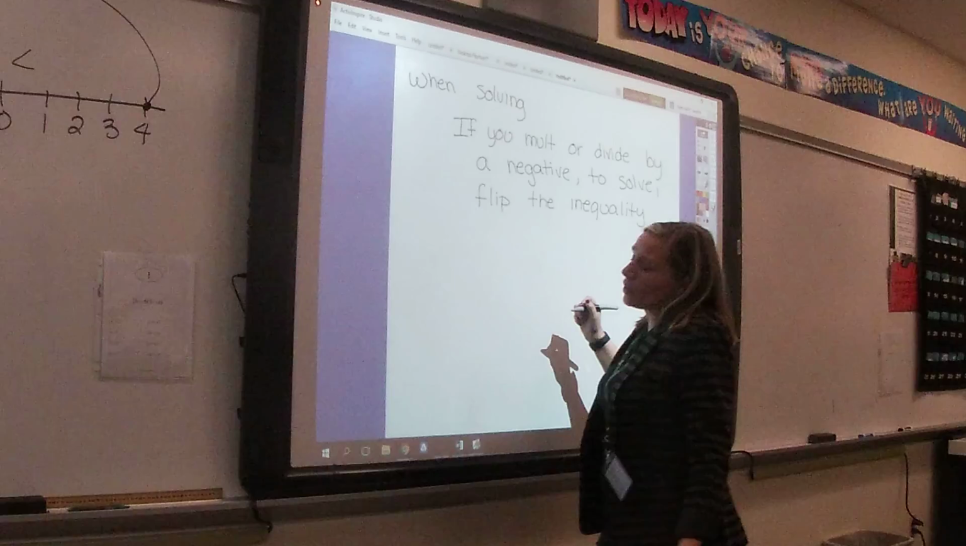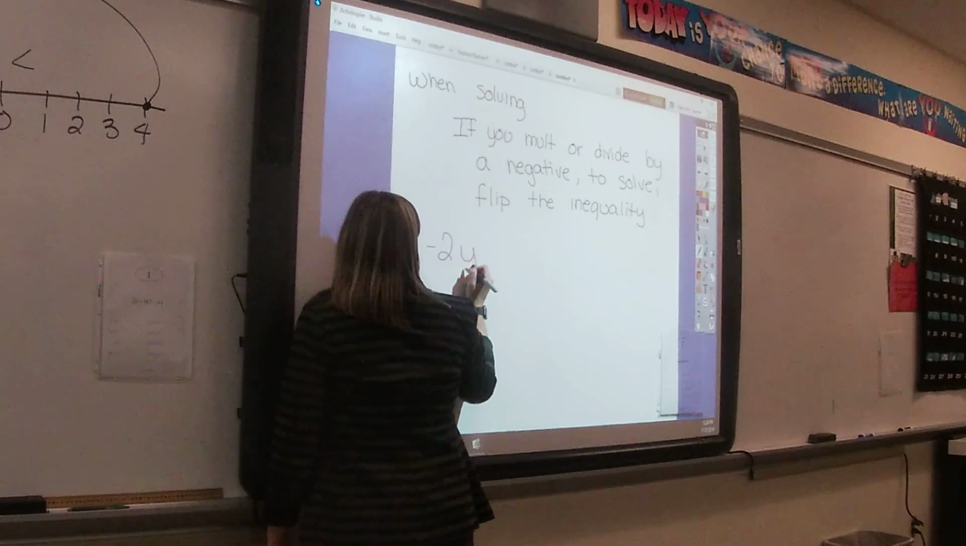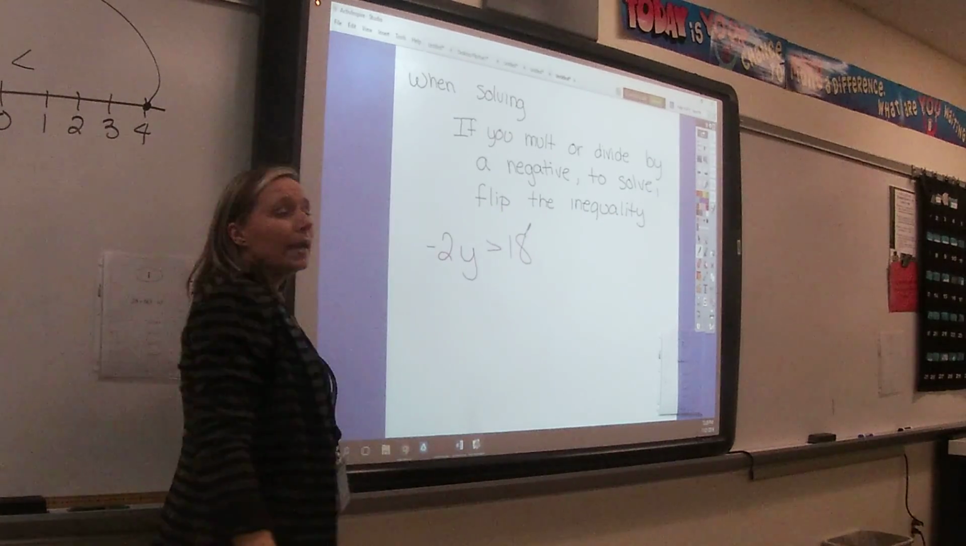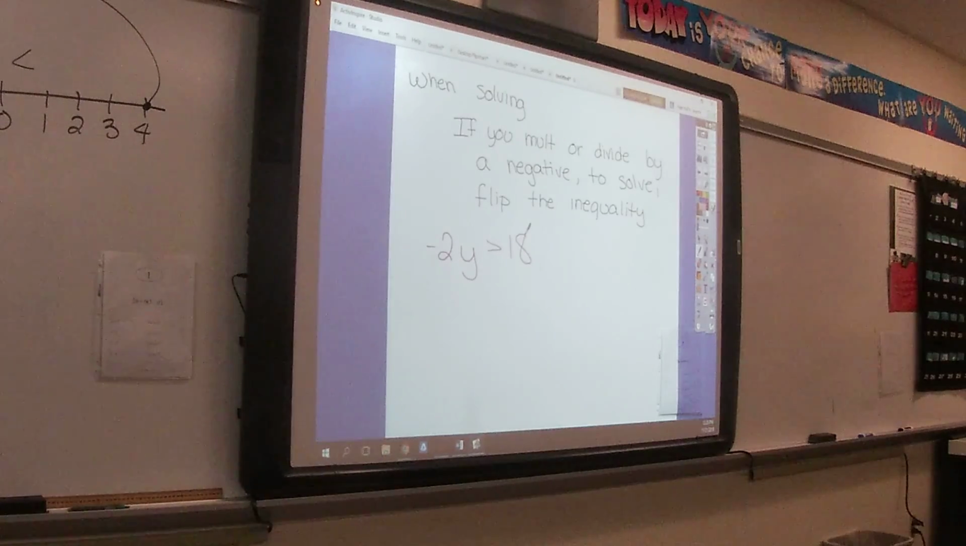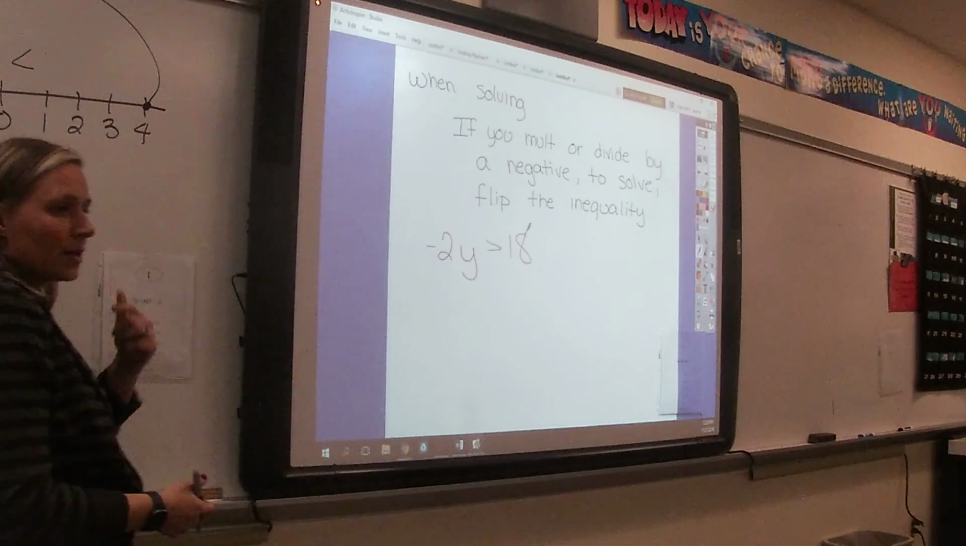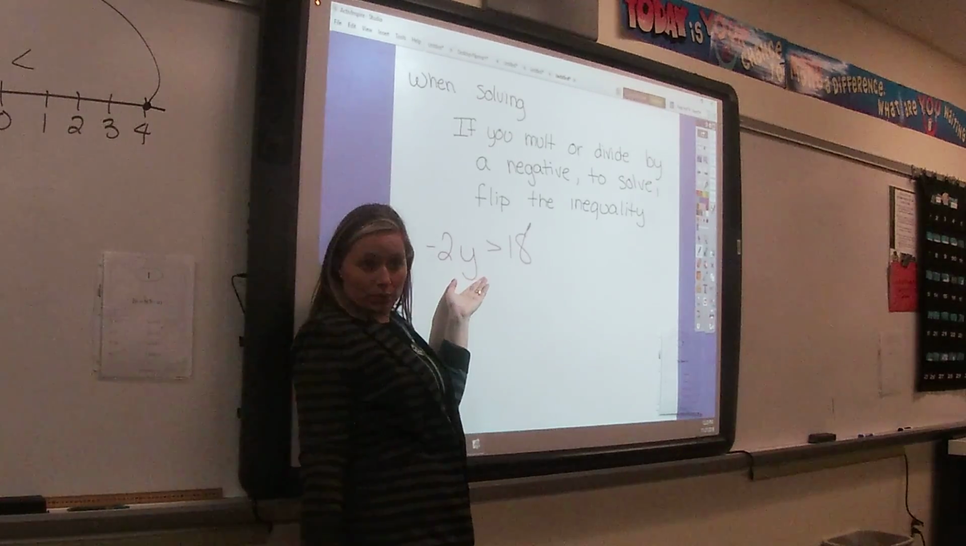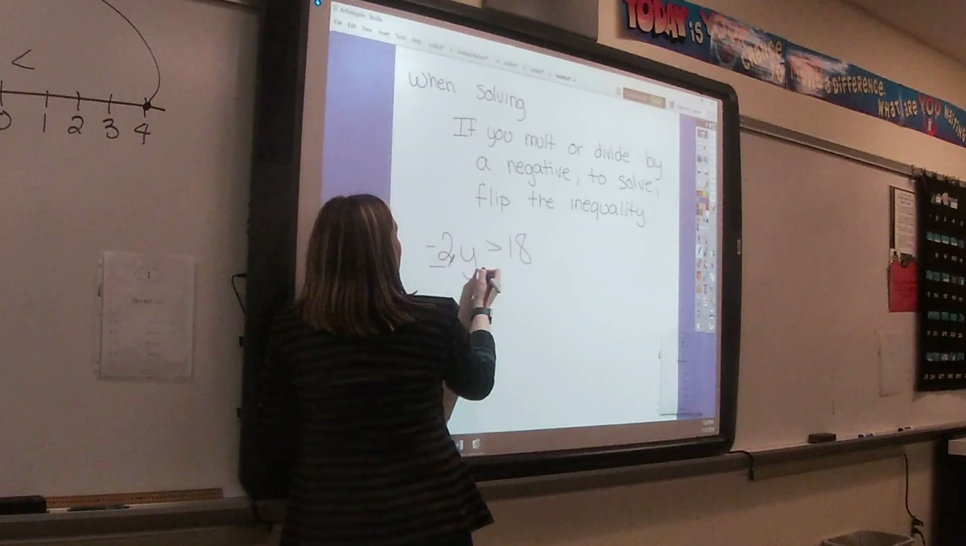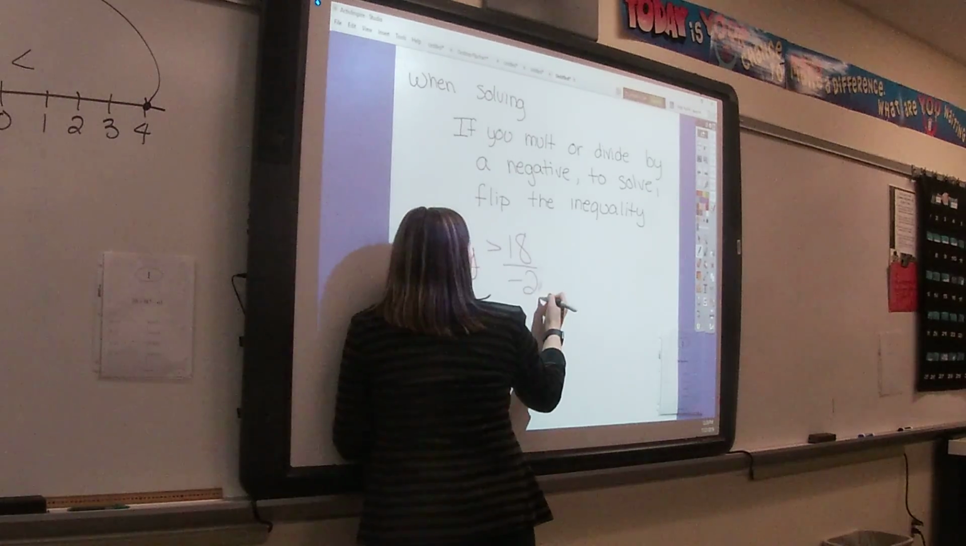So we have the very straightforward -2y is greater than 18. Okay, if you say, I forget how to solve a one-step equation, go back in your notes and look at what we talked about with our basics with 1- and 2-step equations. So what are we going to do to solve this? Divide by -2. Whatever I do to the one side, I have to do to the other.